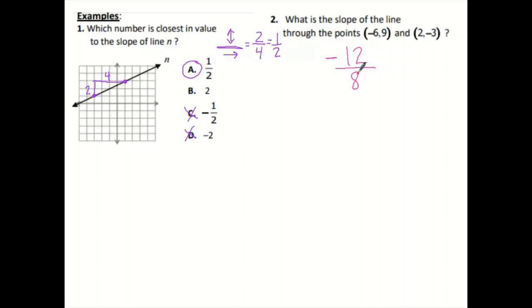Again, I look at 12 and 8, and I think I can divide them. So I can divide both of these by 4. So I get -3/2. And that is the slope between those 2 points.